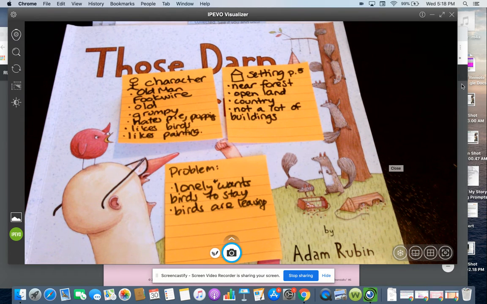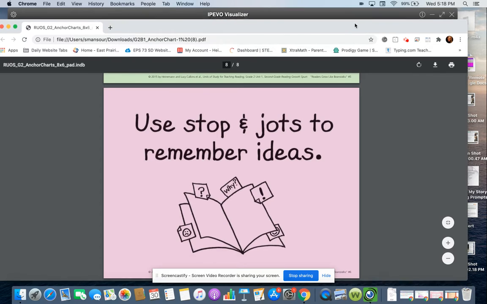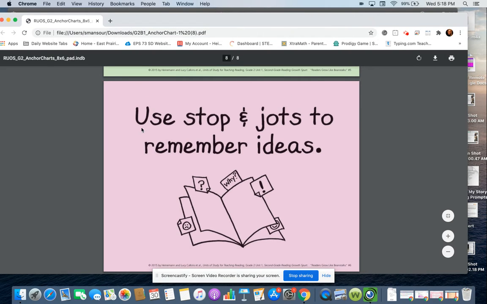So again, to review, the skill that you've learned is while you are reading, use stop and jots to remember ideas.